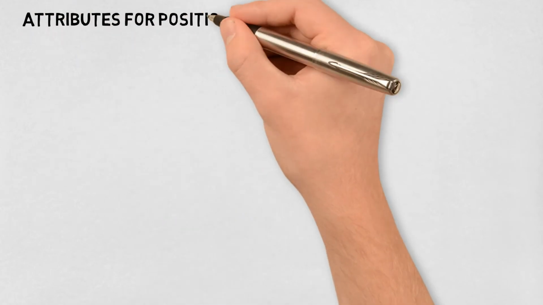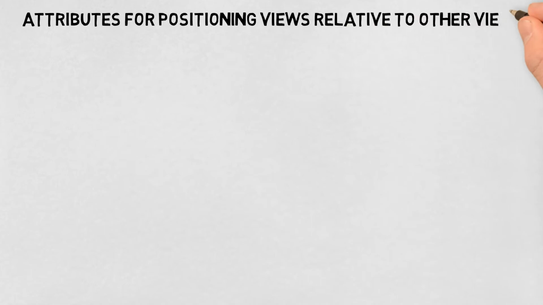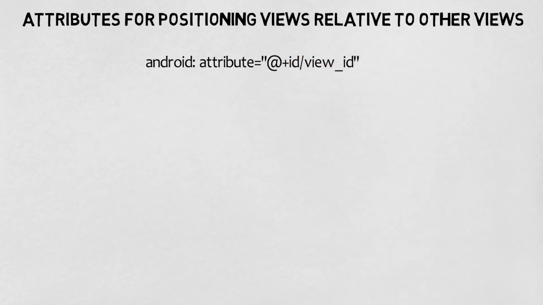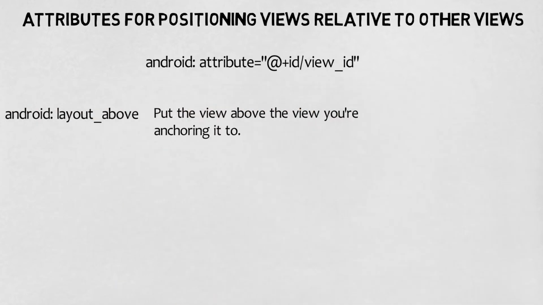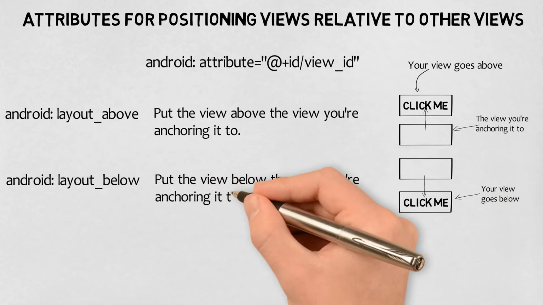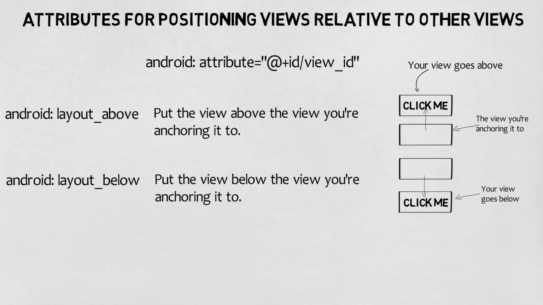Now let's talk about some of the attributes you can use when positioning views related to another view. Add the attribute to the view you are positioning and set its value to the view you are positioning relative to: android:attribute equals @+id/viewID. android:layout_above puts the view above the view you are anchoring it to. android:layout_below puts the view below the view you are anchoring it to.